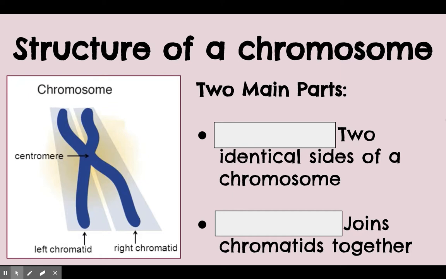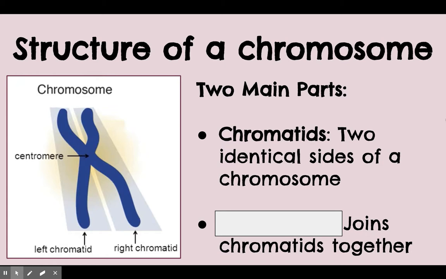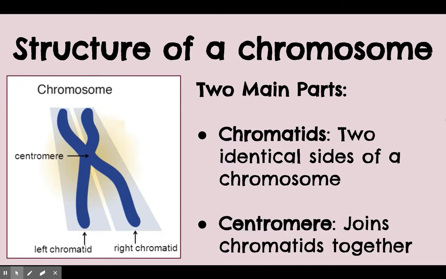So chromosomes have two main parts. They have the chromatids, which are the two identical sides of a chromosome. And if you look at the picture here, you can see that there's the left chromatid and the right chromatid. And these are attached at this middle part of the X, which we call the centromere. This joins the two chromatids together.